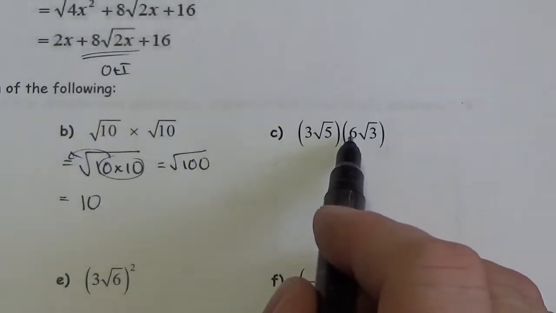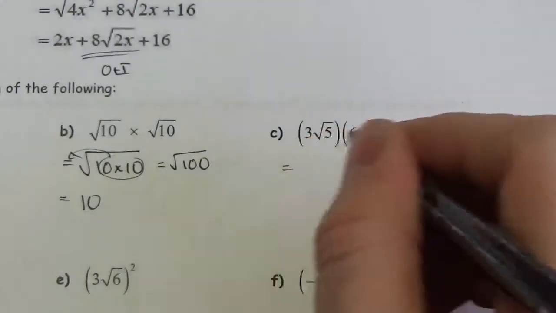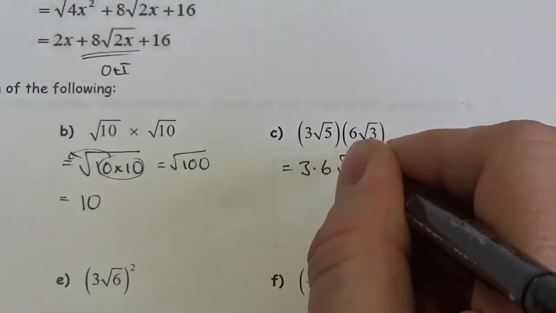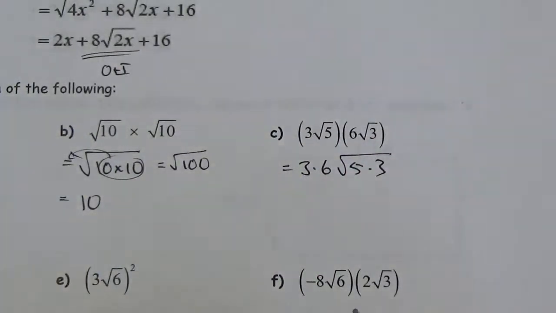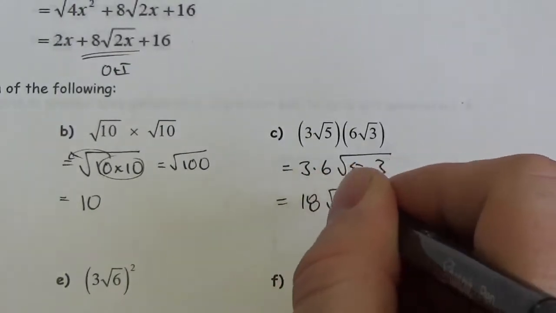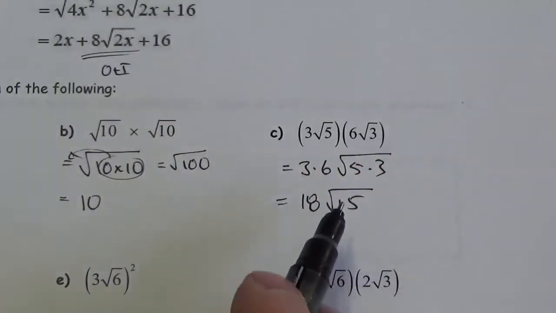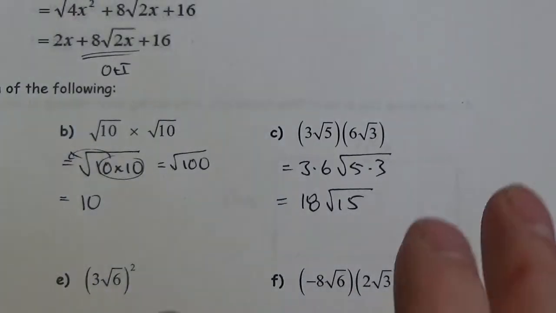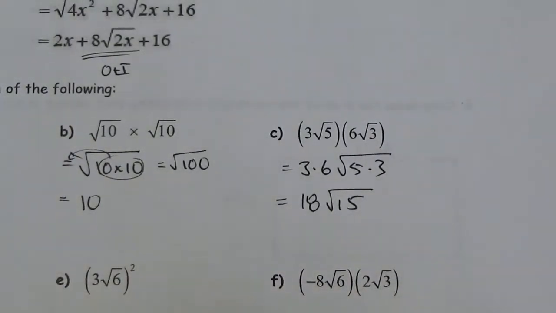3 root 5 times 6 root 3. Well, I'm going to multiply my coefficients together and I'm going to multiply my radicals together. So 3 times 6 is going to be 18. 5 times 3 is 15. Because 15 doesn't have any repeated factors in it, that's as simple as it's going to get. So I leave it there.